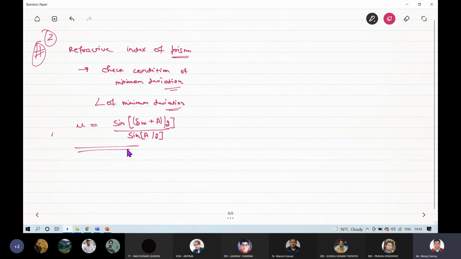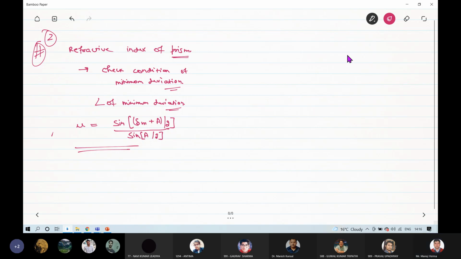Right? I will define this term minimum deviation. If we can find the angle of minimum deviation, then with the help of this formula, for this experiment, you are supposed to use the value of A, the angle of prism calculated in the previous experiment. And with the help of this formula, you can calculate the mu, that is the refractive index of the material which is used to make this prism. So what is this angle of minimum deviation?